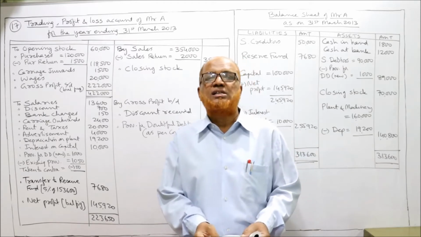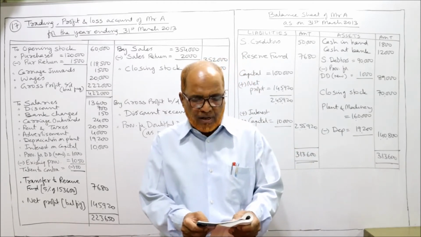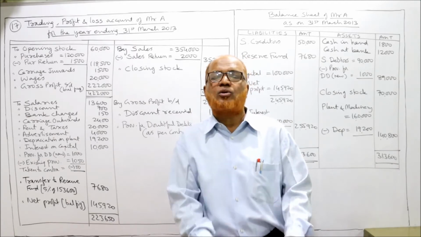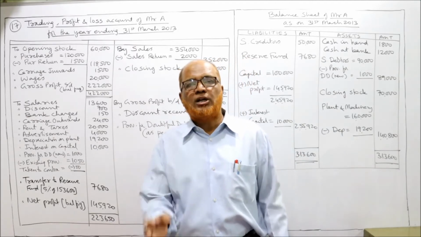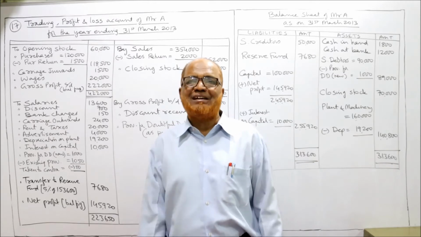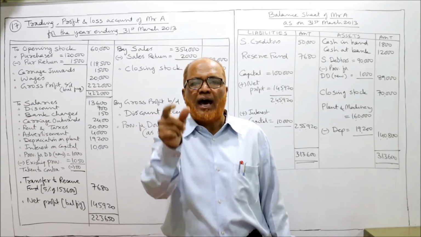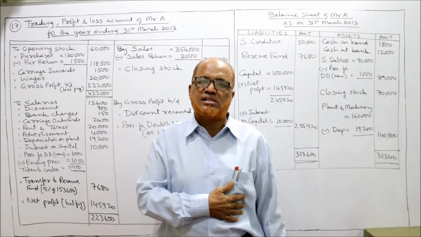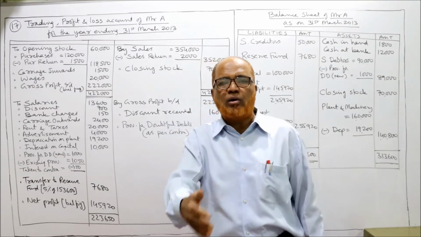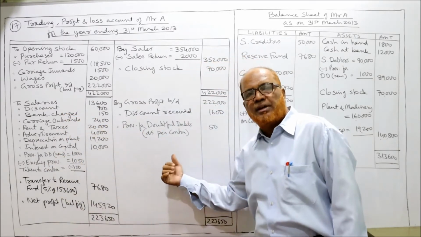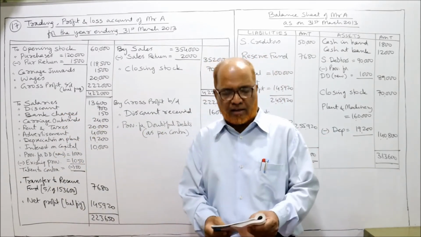Now opening stock is given, trading account debit side, first item. Discount is given, debit column 700, credit column 1600. So discount allowed, discount received. In debit column we are having discount allowed and credit column discount received. So discount allowed will be taken on debit side of P&L account and discount received will be taken on the credit side of P&L account.